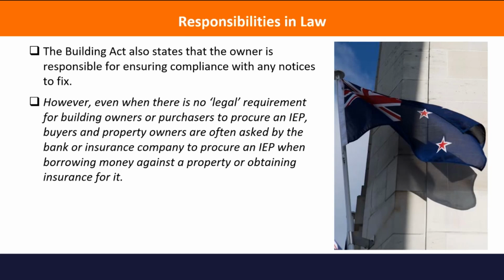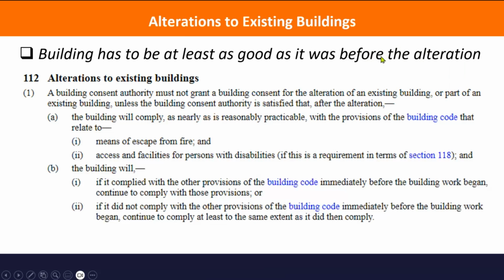But it's usually, as I say, the bank or the insurance company that puts the onus on the owner to get the IEP. If you're going to alter a building, quite often owners will buy a building with a view to refurbishing it, extending it, modifying it, putting another floor on, or changing its use. The simple rule is it's got to be as good as it was before the alteration.